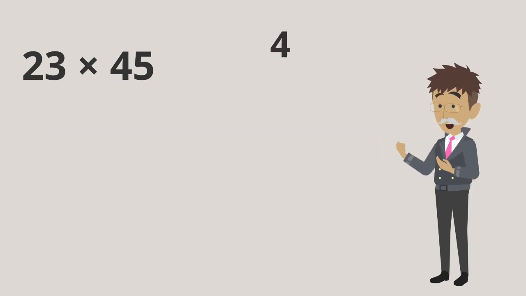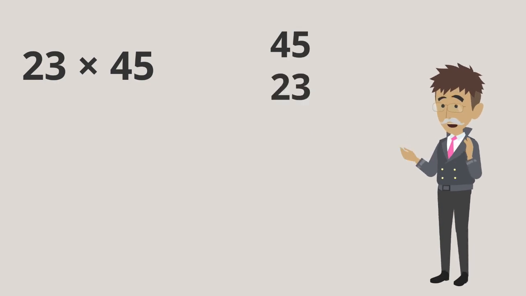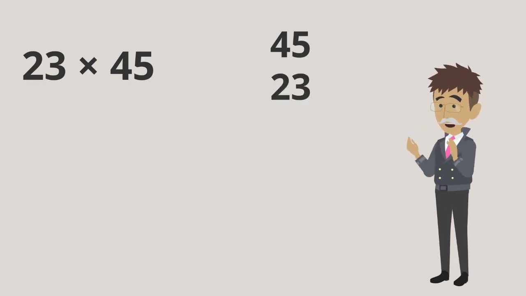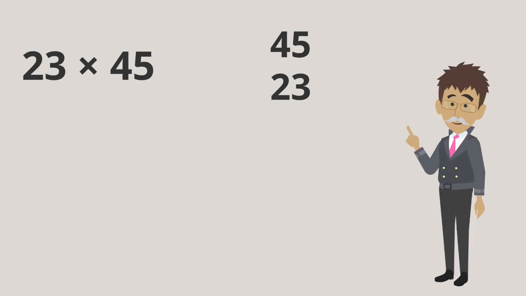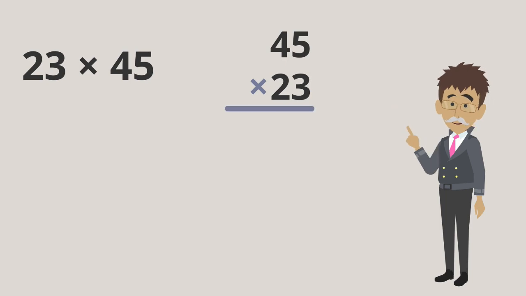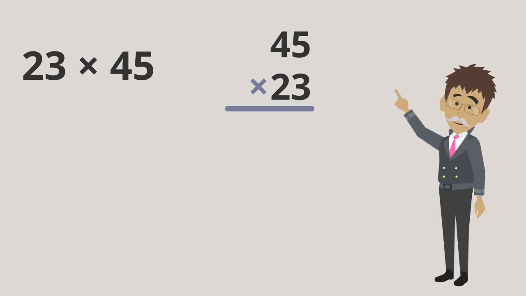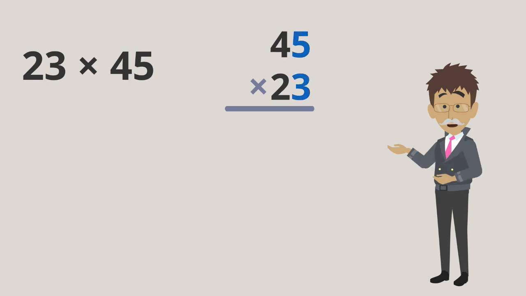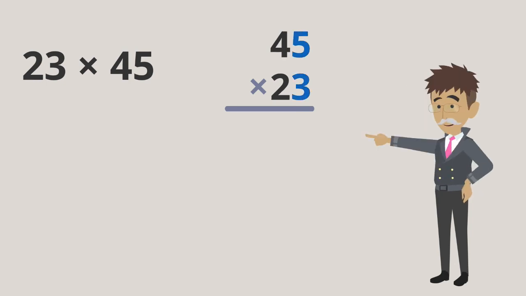Again, we start by lining up the numbers vertically. In this case, I wrote the 45 on top and the 23 on the bottom. I also wrote a multiplication symbol and drew a line to separate the problem from my work. We multiply the digits starting from the right. 3 times 5 equals 15. Write down the 5 and carry the 1.